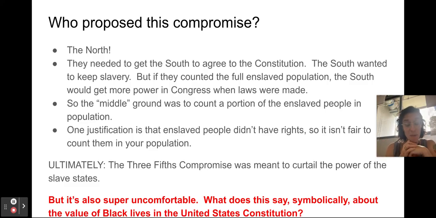Where the 3/5 compromise fell apart was that as states were added to the United States, they were either going to be slave states or free states. And there was this push-pull of, well, if we allow another free state, then they have more power. So then there was another slave state. Well, then there would be another slave state. And then suddenly the free states were outnumbered in representatives. And so there was this jockeying back and forth.